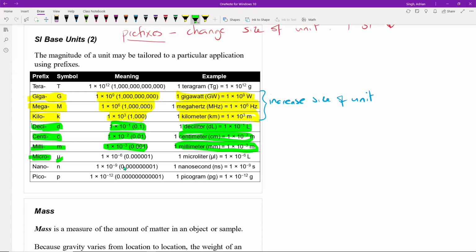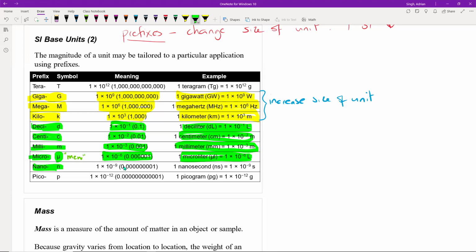Micro, which has this unusual looking symbol. That's the symbol, mu is the name of that symbol. So it looks like a U with a tail at the front. And that means 1/1,000,000th of something. So a micrometer would mean 1/1,000,000th, or 10 to the -6 of a meter. Now, micro anything is 1/1,000,000th of that thing.